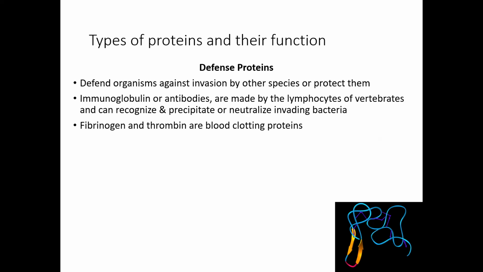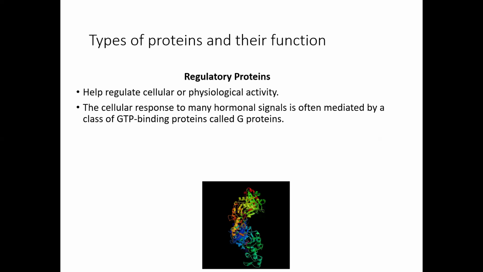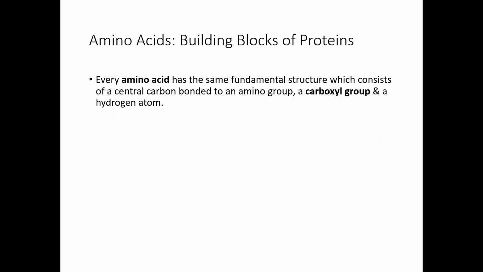Okay, they are responsible for preventing continual flow of blood when there is a cut in an individual. So those clotting factors help in preventing loss of blood. So we have regulatory proteins which help in regulating cellular or physiological activity, and the cellular response to many hormonal signals is actually mediated by a class of GTP binding proteins that are called G proteins. So they serve a regulatory function.